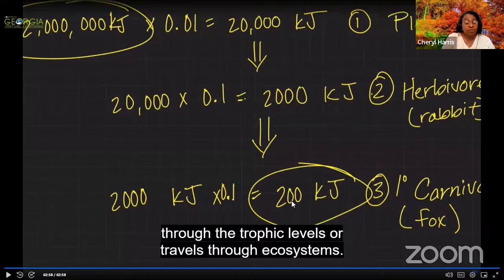And then if you get to the fourth level, 10% of that is going to be what? Somebody type in the chat for me. What would it be if we went to level four? This question only asks you for level 3. But if the question asked you for level 4, somebody who ate the fox, it would be 20. Thanks. And then your apex predator would be 10% of that.